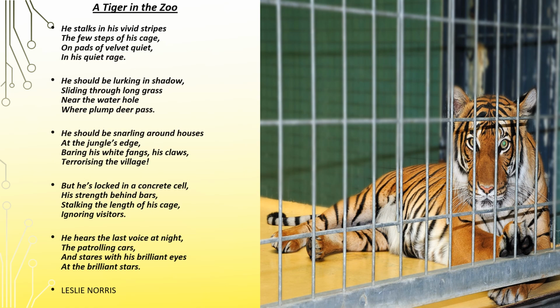In the second and the third, Leslie Norris talks about the life of a tiger in the jungle, what he will be doing, how he'll be passing his time. And then again, the last 2 stanzas, that is your fourth and fifth stanzas, we are talking about the life of a tiger in the cage or the zoo. It also shows the helplessness of the tiger in captivity.